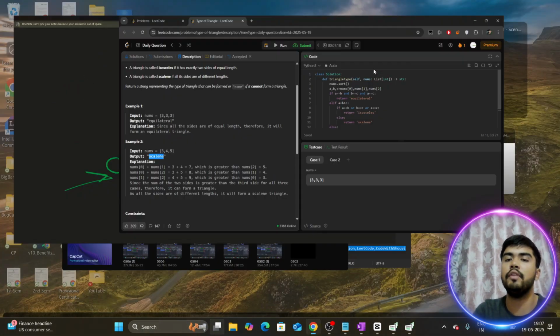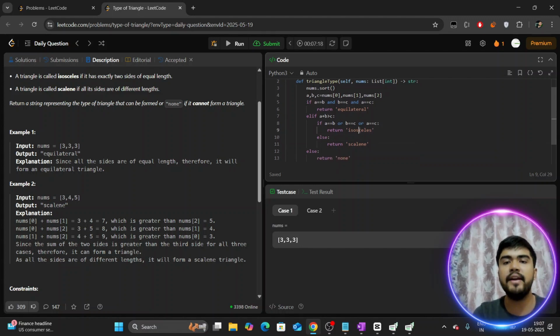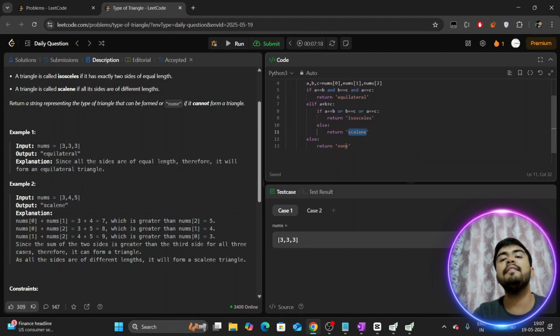We got all the cases forward. We have done nums.sort so that the elements are sorted. Now we have assigned A, B, C to nums[0], nums[1] and nums[2]. If we are sure that all are the same, then return equilateral. If A plus B is greater than C, that is the case where it is a valid triangle altogether. If so, then if either AB same, BC same, or AC same, we can return isosceles. Else we can return scalene. Else, if the triangle validity condition is false, then we can return None.